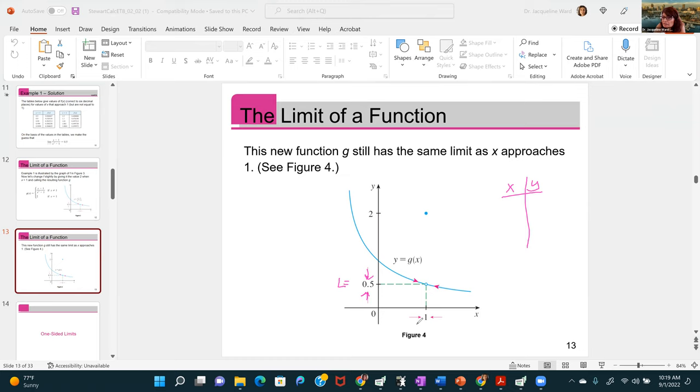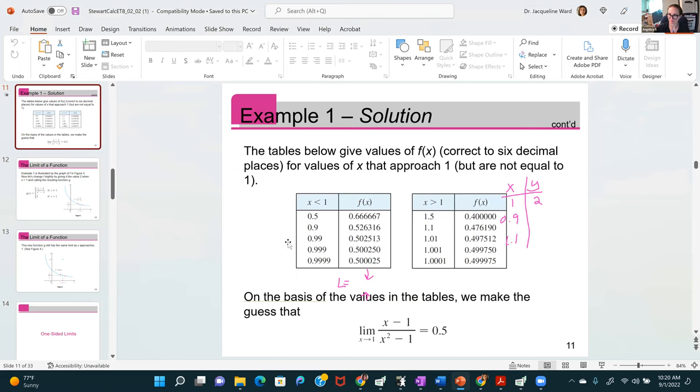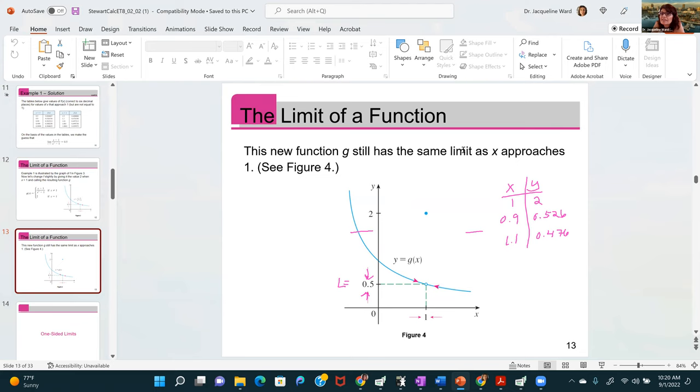Even if technically when x equals 1, y is 2, if you're getting close to 1, you're getting closer to a half. I'll have to look on the table. At 0.9, it's roughly 0.476 approximately. I just write three decimals because it's too much to write. Okay. So again, the limit is still a half.